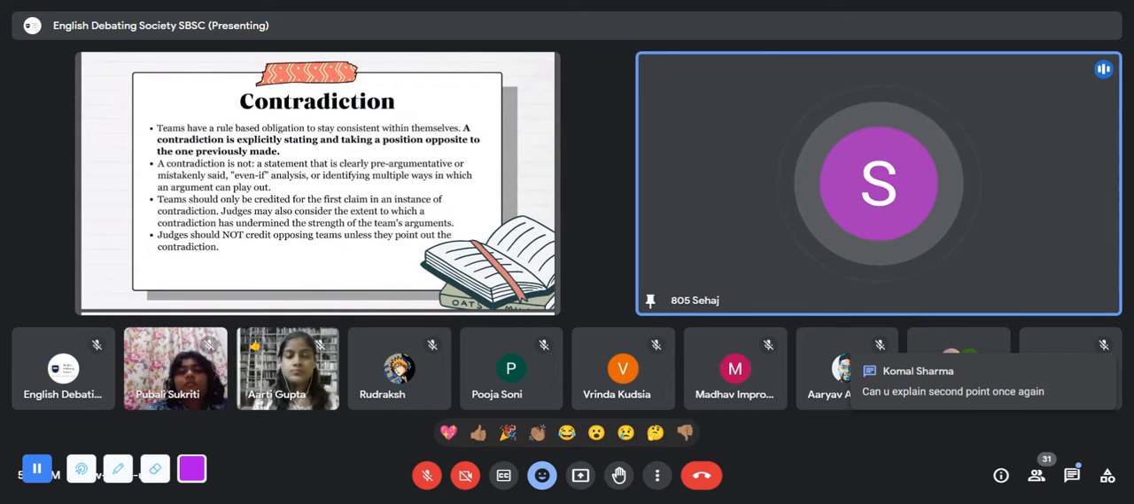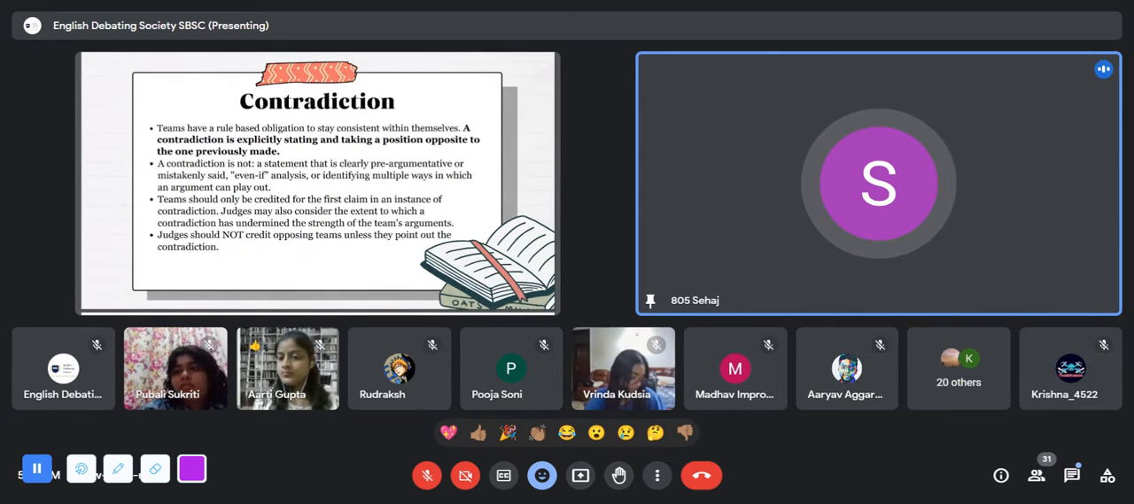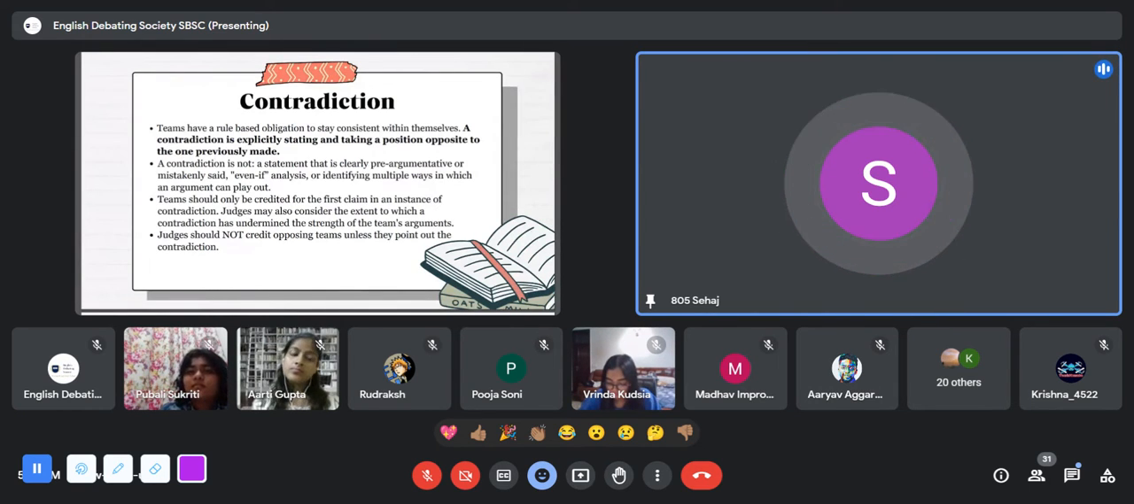Second point is contradiction is not okay. Three things within that. One, it's pre-argumentative, mistakenly said. Oftentimes, a contradiction does not mean it's something which is ancillary said or it's said on a side note as a mistake. Like, oh, these are three analyses I'm giving to prove an X thing, but my one sentence probably is going opposite to that. That sort of a sentence as a mistake can't be seen as a contradiction.